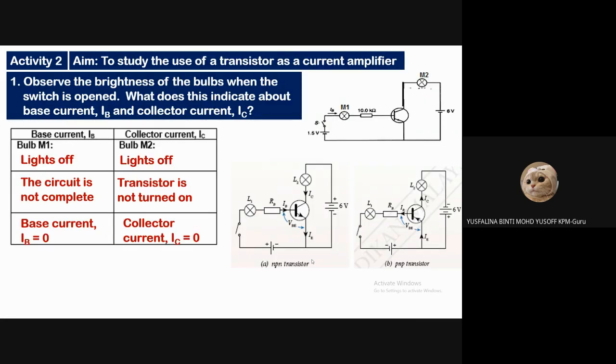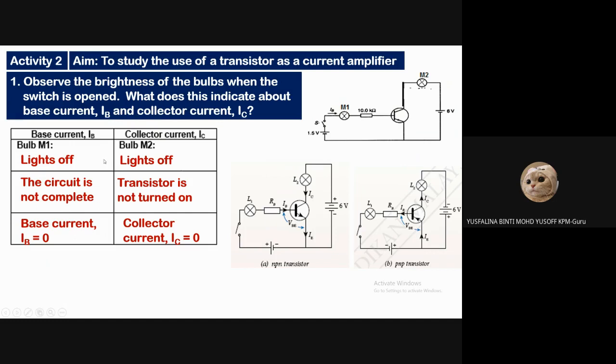Okay, next. To study the use of a transistor as a current amplifier. So how do we use a transistor as a current amplifier? The first step, observe the brightness of the bulb when the switch is open. Of course, when the switch is open, there is no current flowing. Lights off.